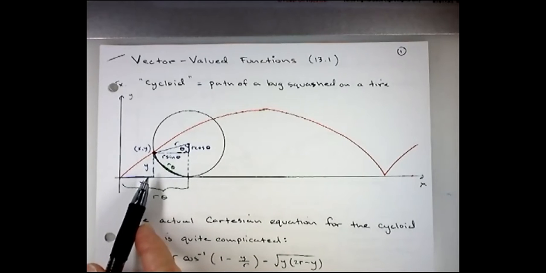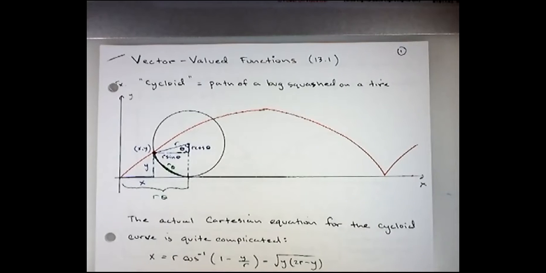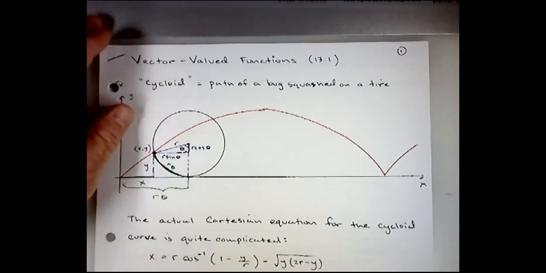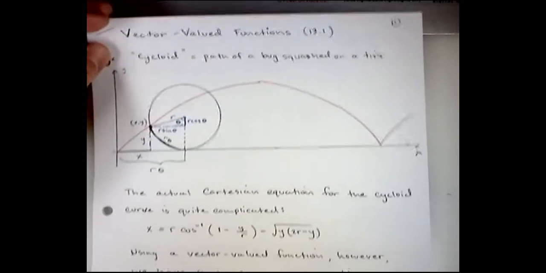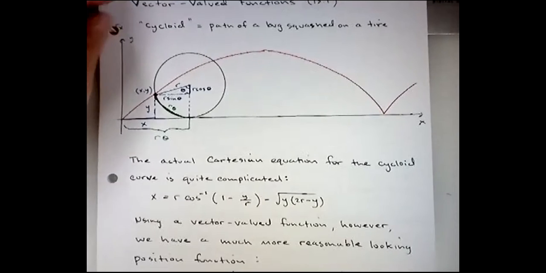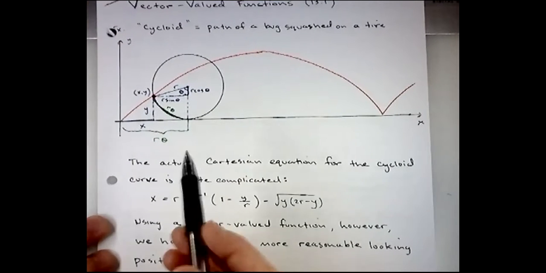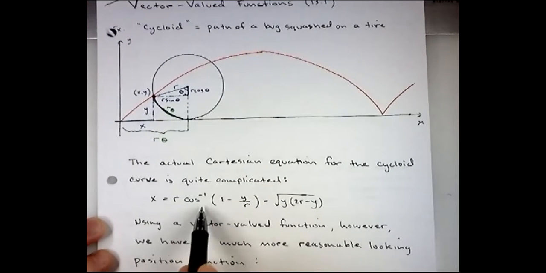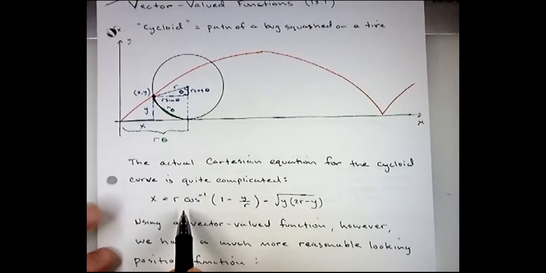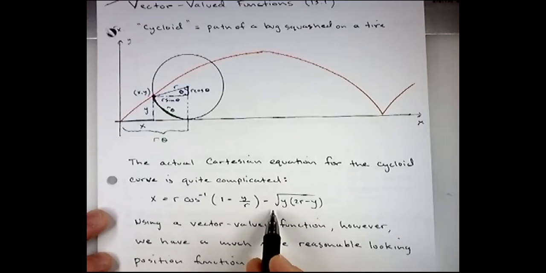The actual Cartesian equation for the cycloid is rather complicated. If you try to get it down into just X and Y, in other words, how would you find a point on this curve? This is what it is in Cartesian coordinates. Very, very difficult. One of the benefits of a vector-valued function is you can often describe a complicated curve like this in a much simpler way.